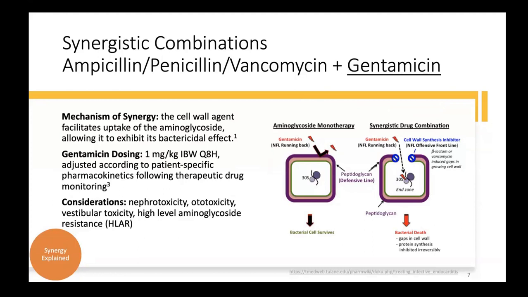to do in there. Gentamicin dosing is going to be 1 mg per kg, and you can do therapeutic drug monitoring to determine a patient-specific pharmacokinetic regimen to maximize that. And then concerns with gentamicin, as you're all likely aware, are going to be nephrotoxicity, ototoxicity, vestibular toxicity. And there's also concern for high-level aminoglycoside resistance.